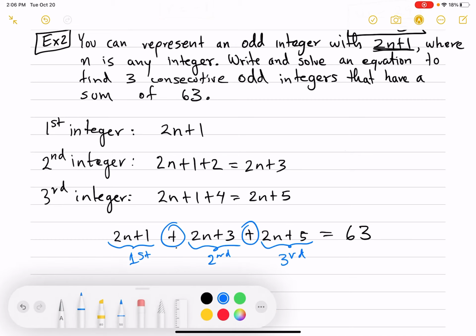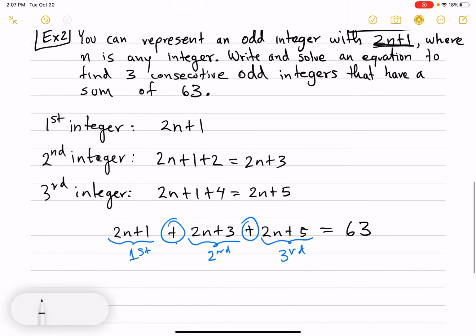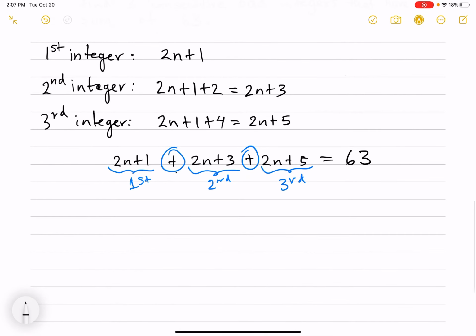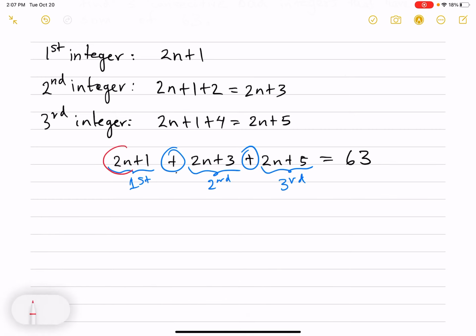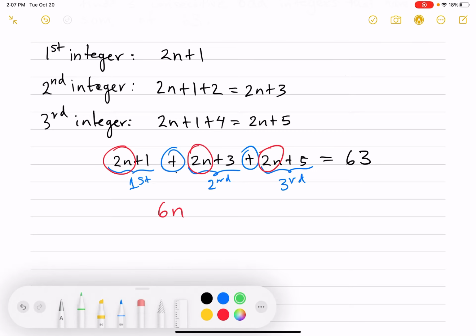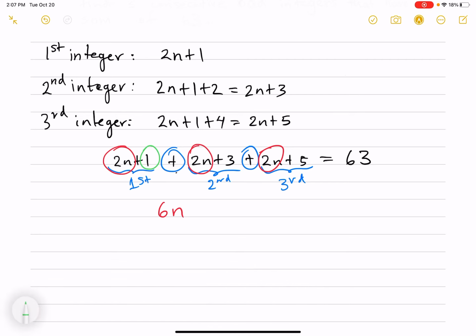And so the way to solve this equation is simply by combining like terms on the left side, like we did in the previous examples. Notice the like terms here, I'm going to do with, let's say, red. 2n plus 2n plus 2n makes a total of 6n. And let me do this with green. 1 plus 3 plus 5 makes a total of 9. And we still have that 63 on the right side.